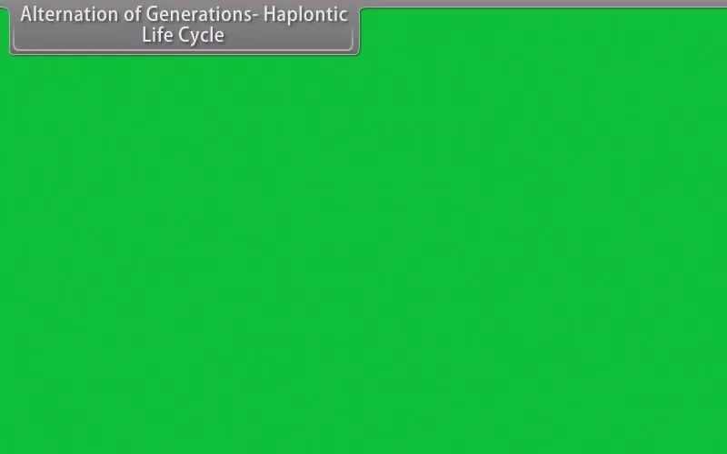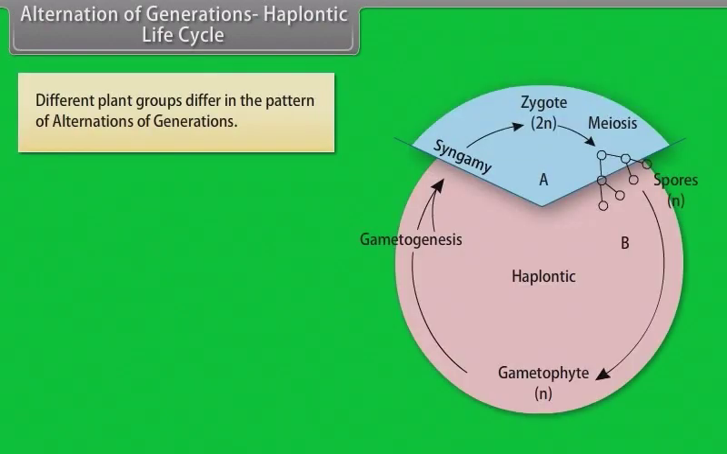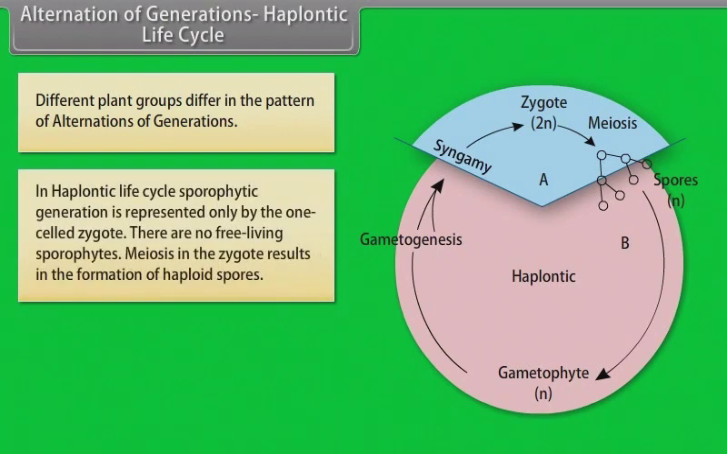Alternation of generations, haplontic life cycle. Different plant groups differ in pattern of alternations of generations. In haplontic life cycle, a sporophytic generation is represented only by the one-celled zygote. There are no free-living sporophytes.